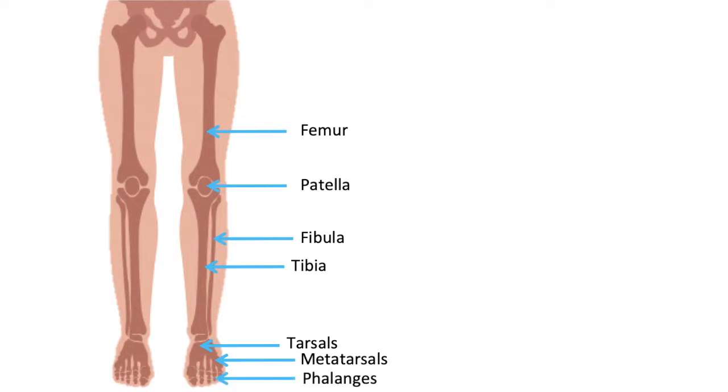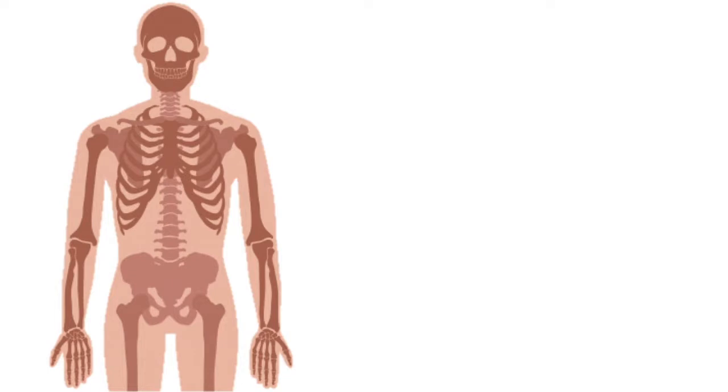Phalanges. The human body has a structure of bones inside called a skeleton. There are more than 200 bones in the human body. Many animals also have a skeleton.